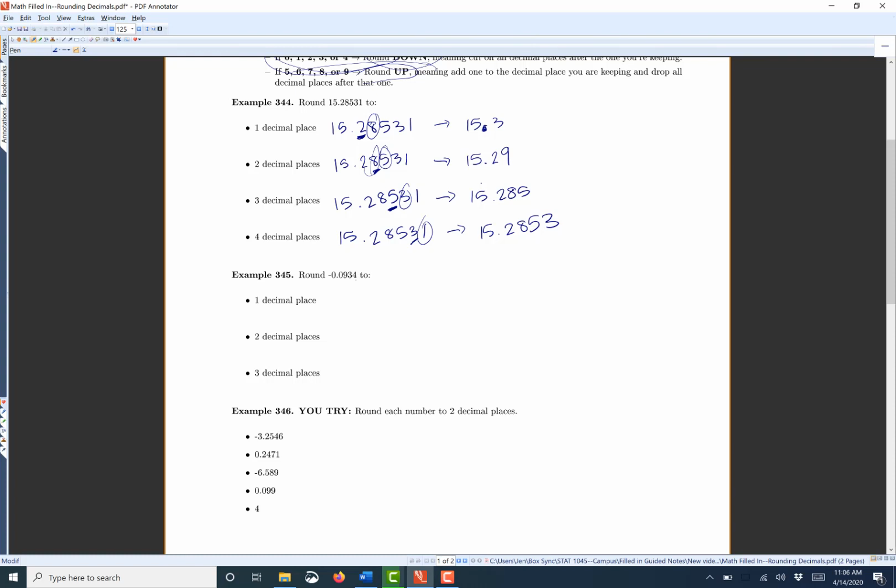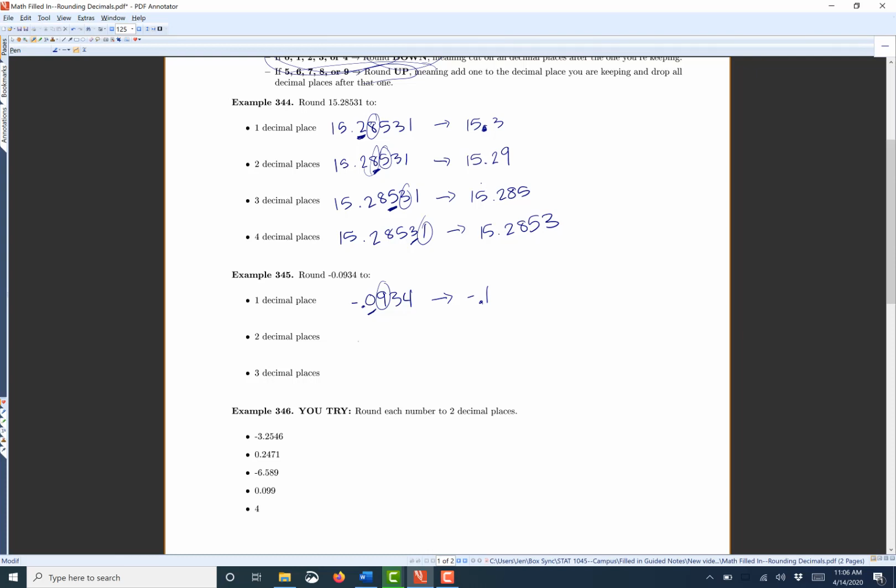What if we want to round a negative number? Let's see what happens. So negative 0.0934. If I want to do it to one decimal place, I know I need this place, so I look at the 9. 9 is a big number, which means round up. So instead of this being a 0, we'll write negative 0.10. But we only need one decimal place, so we don't have to do the 0. So we went from basically 0.09 to 0.10.